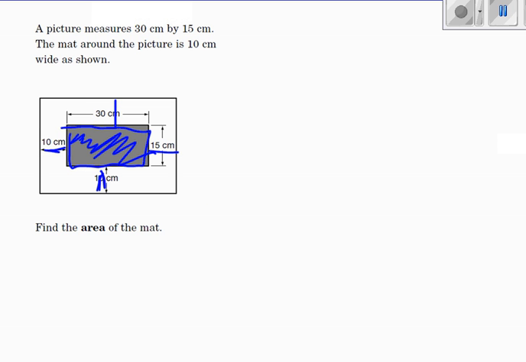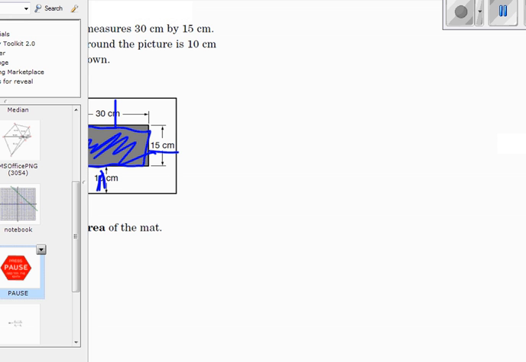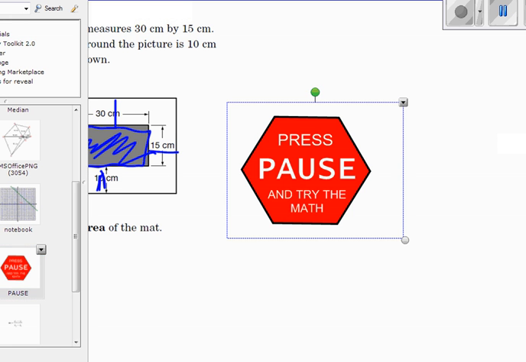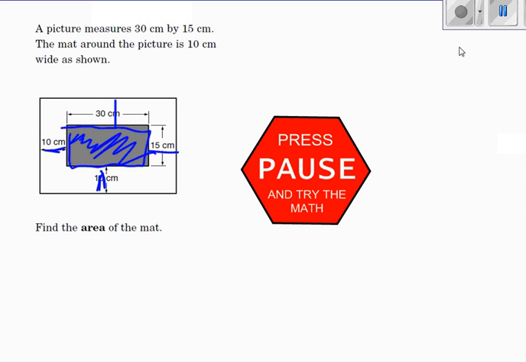What I want you to do is, as before, press pause in the video, try to do the math on your own, and I'll meet you on the flip side.